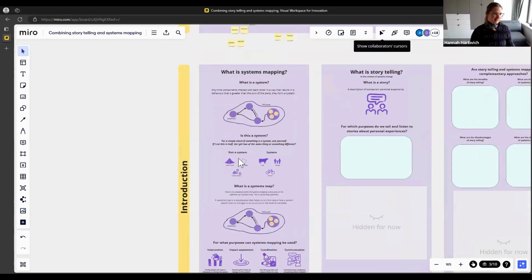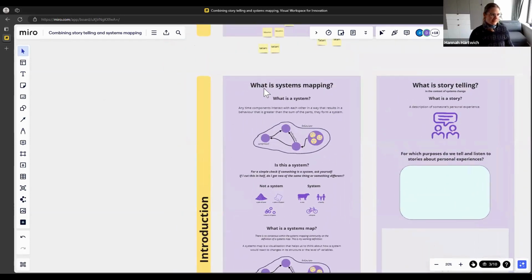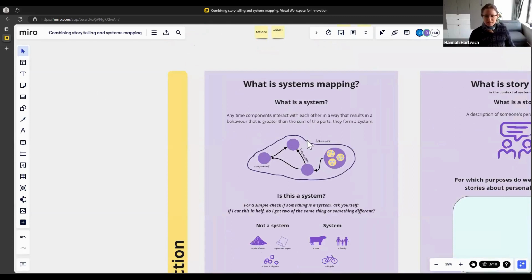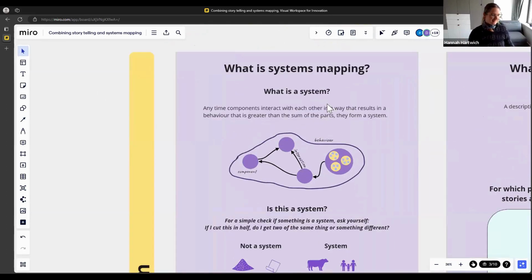So first, to get started: what is actually systems mapping? And yeah, we can break that down into what is actually a system and what does it mean to map a system.